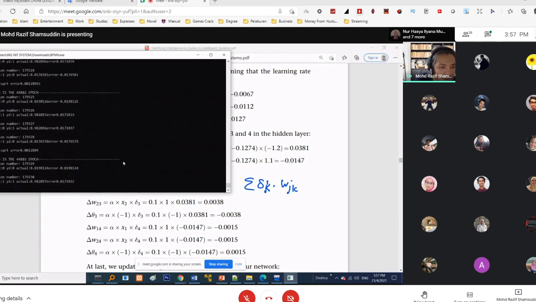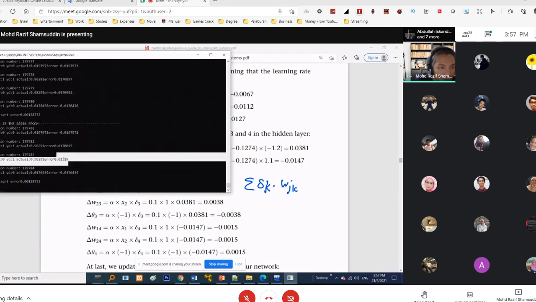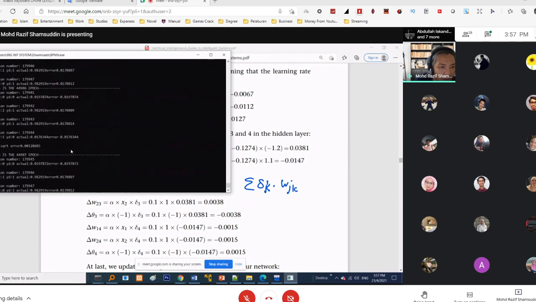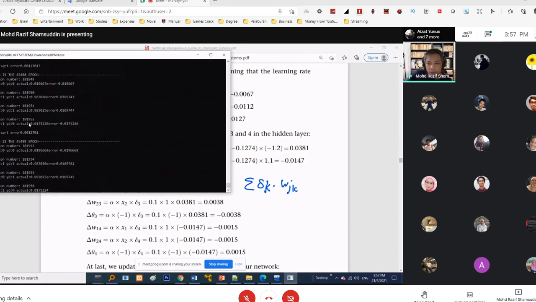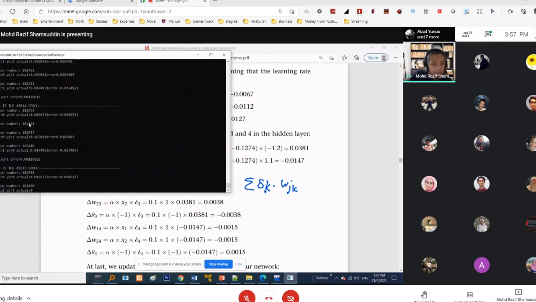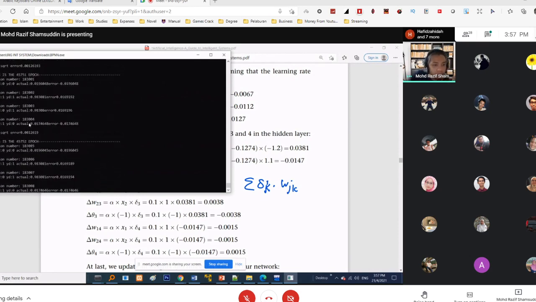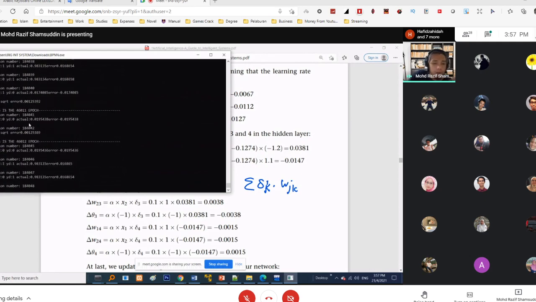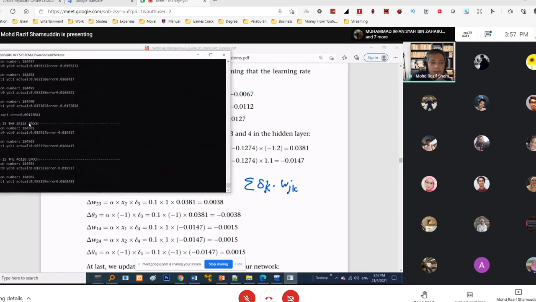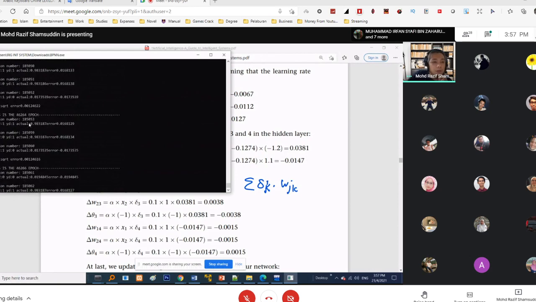Right, so let me see. It should converge anytime at 50,000 epochs, if I'm not mistaken. So it should converge anytime now. By the way, while waiting, do any of you in the class have any question? Ada soalan?